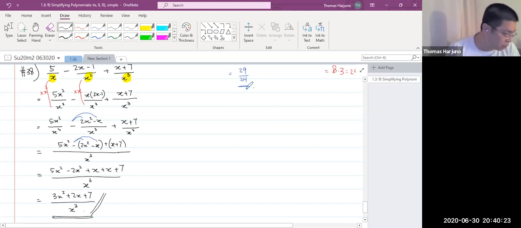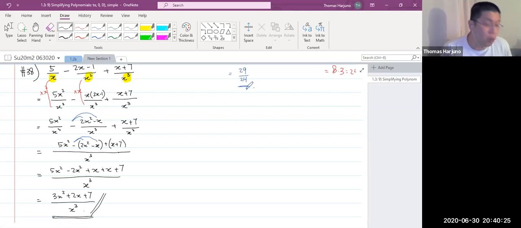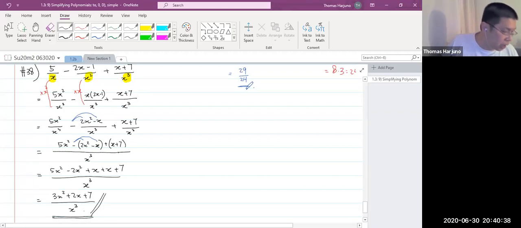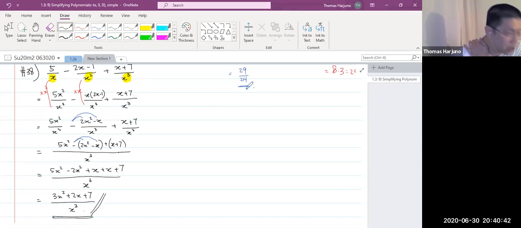Now, the nice thing about this question is we have only one base x, so we can easily choose the highest exponent. Now, what happens if we have different bases? Then for each base, you choose the higher exponent. Let's say, for example, we do number 42.